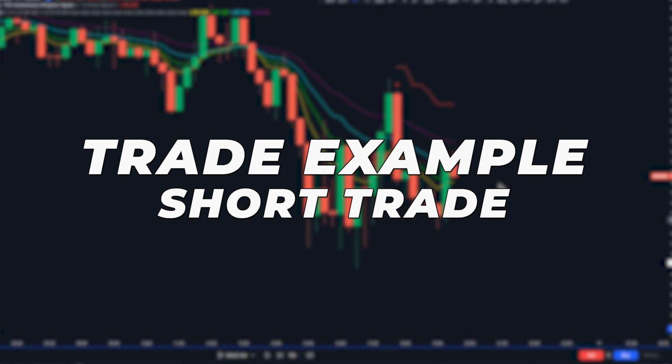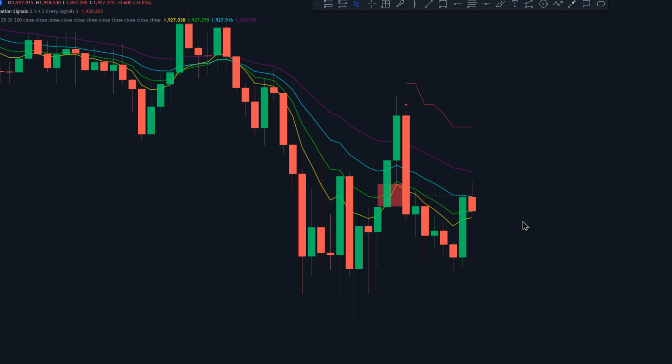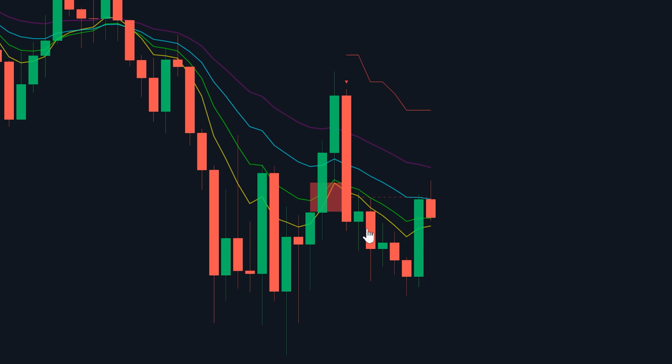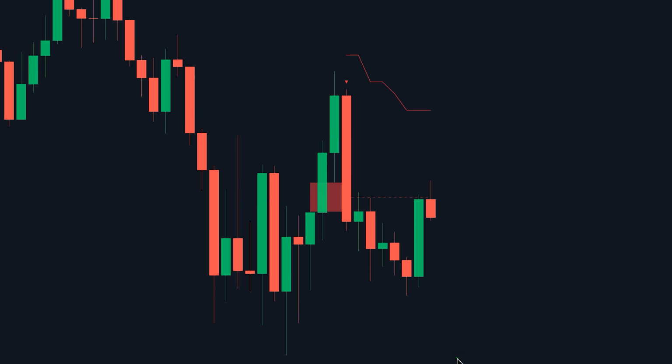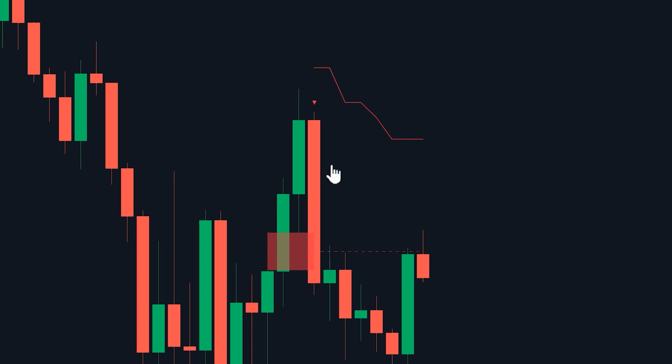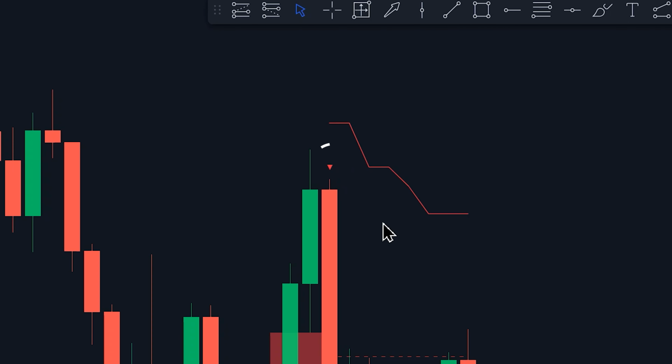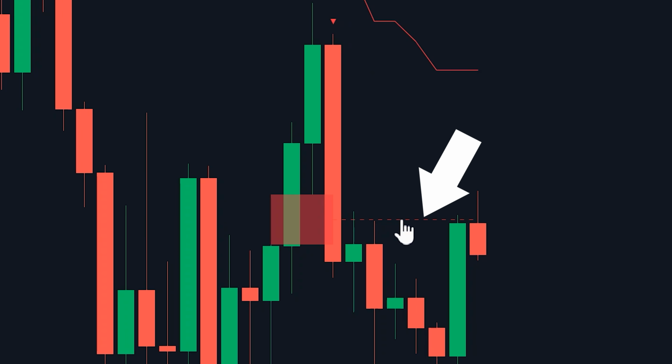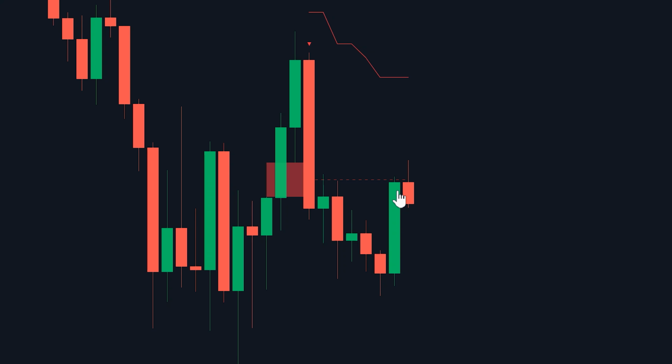Now, for a short trade, the rules are inverted. First, you want to confirm that the trend is bearish using the 4 EMAs aligned in descending order with the price trading below them. Number 2, identify a bearish FVG mitigated signal. This is going to be indicated by a red horizontal level with a downward arrow next to it. Next, you want to mark the average level of the FVG area. And then you want to wait for the price to come back and retest the center line after a gap.